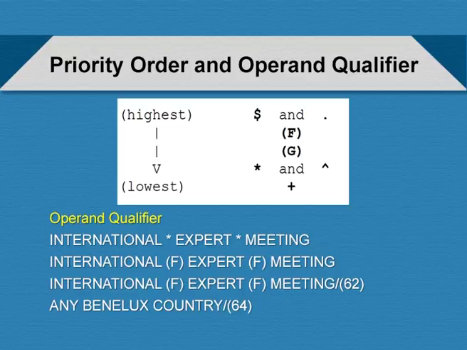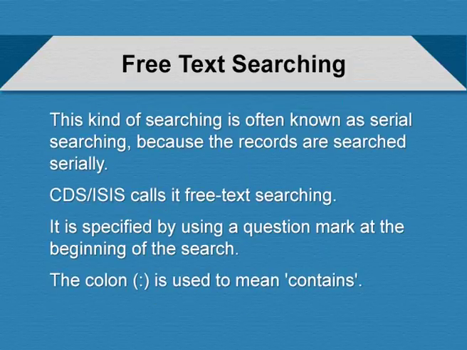You can utilize different operand qualifiers. In the example, I want to do this kind of proximity searching, but in tag 62. If you see the third example here, I have given international adjacent to expert, adjacent to meeting, but searched in tag number 62. So, in this way you can go on searching, and please take note that apart from inverted searching, the proximity free text searching option is also available, and there it will go for a serial or sequential search.